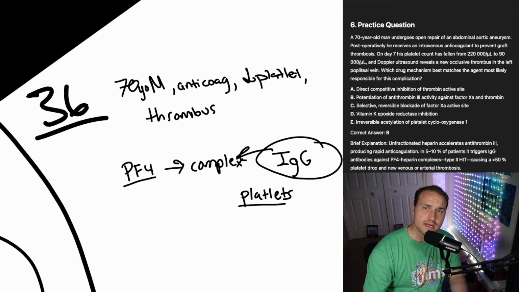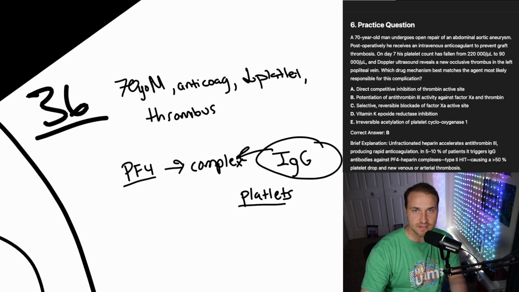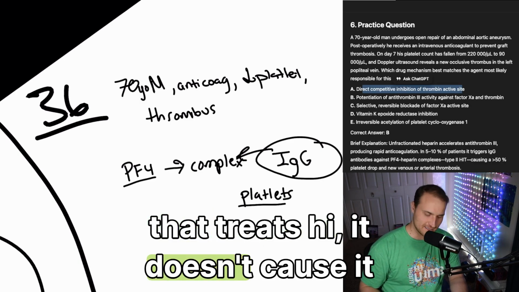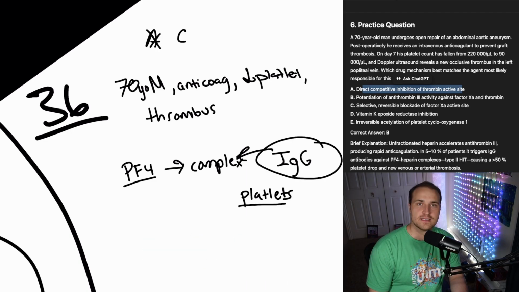And so the guilty mechanism is the potentiation of antithrombin 3. And that's why our answer is B. Direct inhibition, that treats HIT, it doesn't cause it. So A is wrong. C, factor 10A blockers like apixaban, those lack your PF4 binding. And so you don't get HIT from those direct ones, at least almost never.